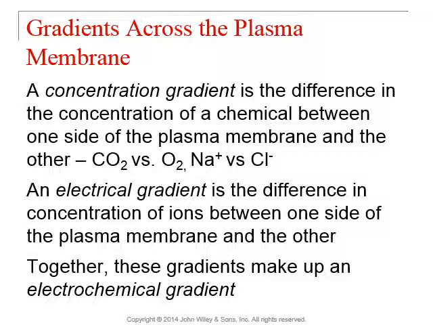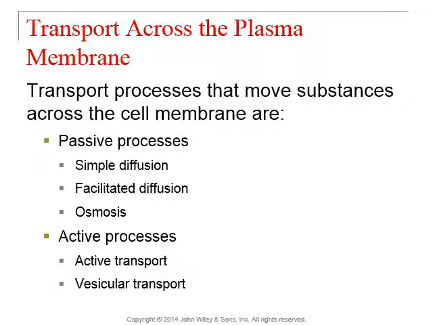The other type of gradient we see is with ions. If there's a difference of ions between the intracellular and extracellular layers of the plasma membrane, that's called the electrical gradient. Very important for nerve cells and also for muscle cells as signals travel along the plasma membrane. Together, this is known as the electrochemical gradient, which we'll get into a little more when we get into different types of tissues.